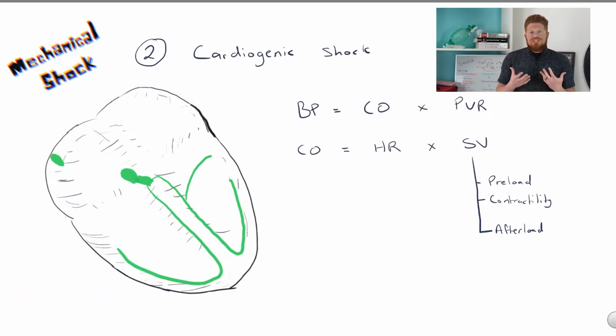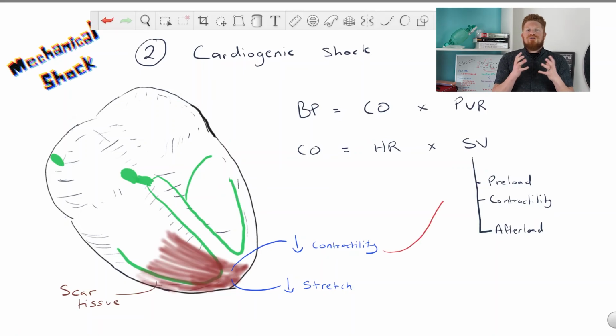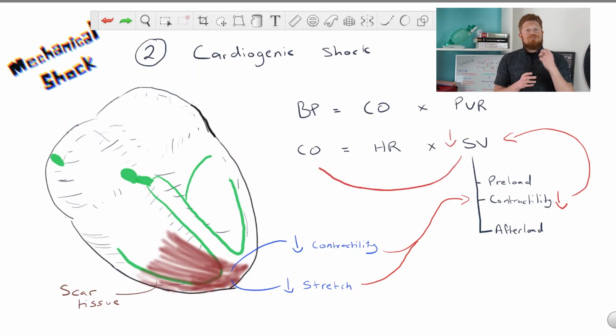The last type of shock I want to talk about within mechanical shock is cardiogenic shock. Now, this is a very serious type of shock. This generally occurs when something like an acute coronary syndrome, for example, will progress to the point where scar tissue develops around the heart. Scar tissue can't actually contract efficiently, and it actually doesn't stretch very well either. This loss of efficiency in contractility and stretch means that we have a significant compromise to stroke volume. Compromised stroke volume will result in a compromised cardiac output and blood pressure.